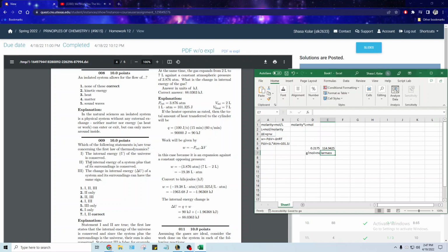Additionally, 1 and 2 are the same thing, right? The internal energy of a system plus the surroundings, that's the universe. The universe is the same thing as system plus surroundings. These mean the same thing. Number 3, however, says the change in internal energy of a system and surroundings have the same sign. So 0 doesn't have a sign. So the change in energy of the universe, delta U, is 0.